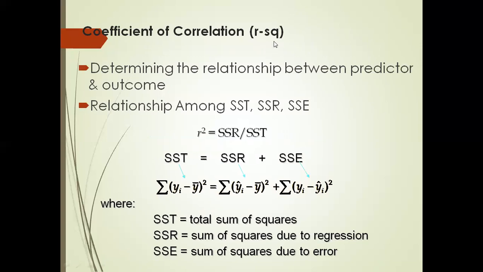We call it R square. So what is this coefficient of correlation? It determines the relationship between the predictor and the outcome. The predictor is one variable and the outcome is the other variable. So how can we find the coefficient of correlation? A good measure of correlation is the correlation coefficient, which is the square root of the coefficient of determination.